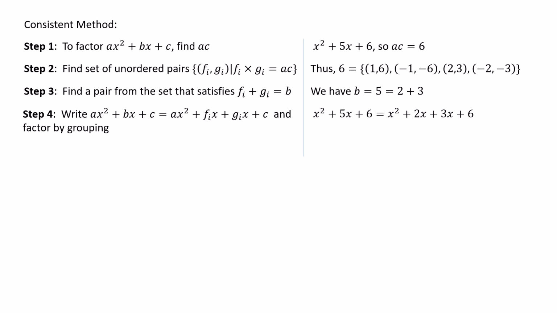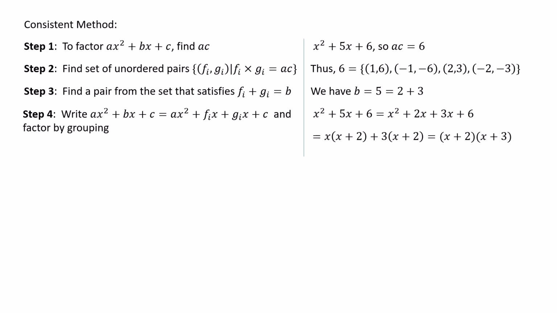That is, you take the first two terms, in this case x squared plus 2x. What can you factor out of that? You can factor out an x. So you get x times x plus 2. From the last two terms, 3x plus 6, what can you factor out? A 3. So 3 times x plus 2. In other words, you say x times x plus 2 plus 3 times x plus 2.